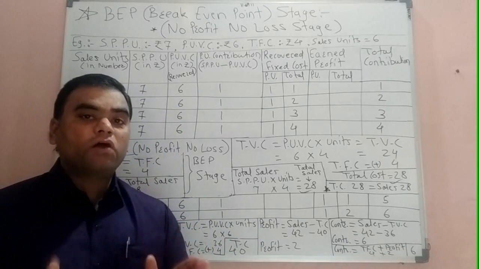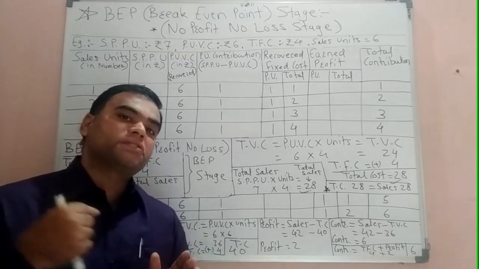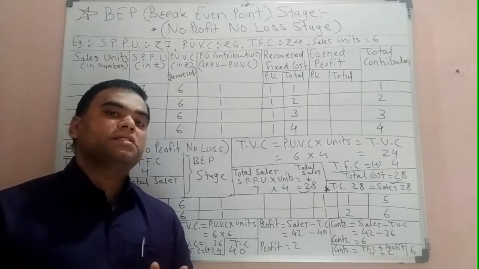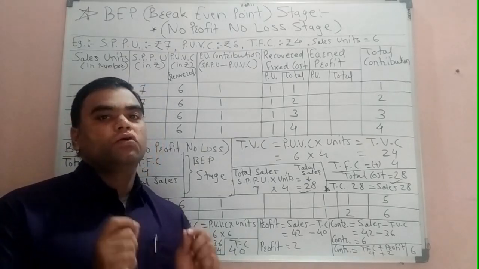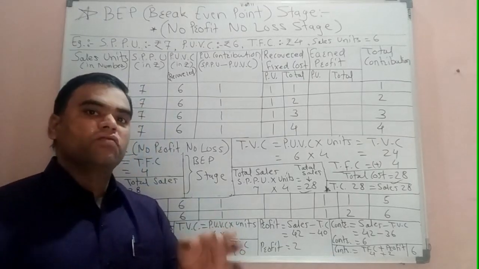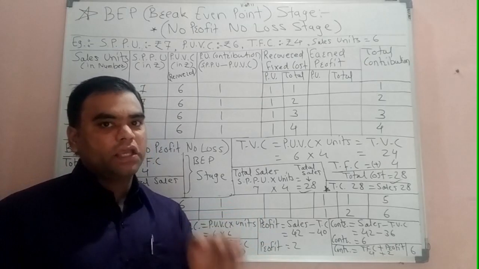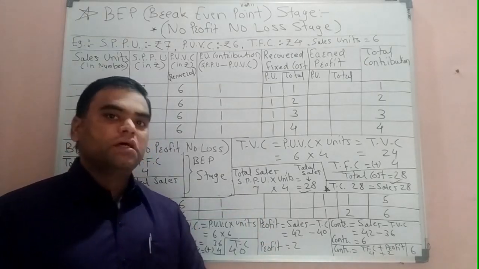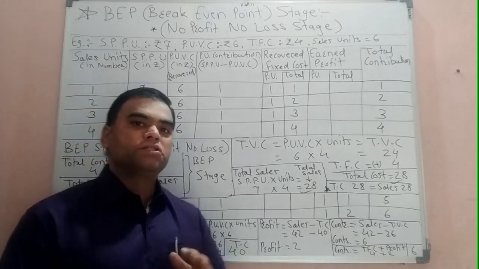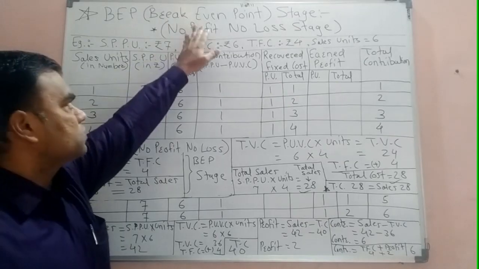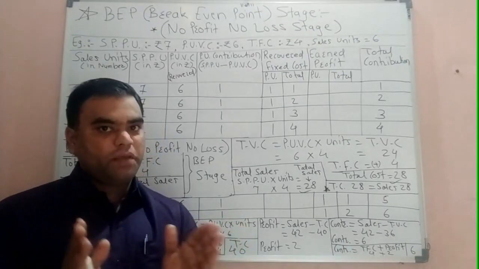So what have we discussed? What is meant by BEP stage or break-even point stage? It is that point of sales when our total cost is exactly equal to our total sales. The point of sales when our total cost and total sales are exactly equal is known as break-even point. The stage when our total cost and total sales are exactly the same is known as BEP stage. That's why BEP stage is also known as no profit, no loss stage. We have discussed what is meant by BEP or BEP stage.